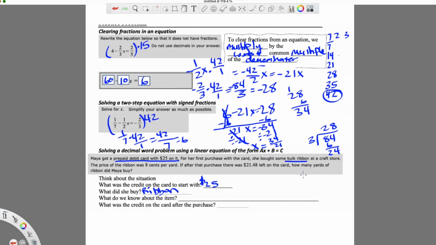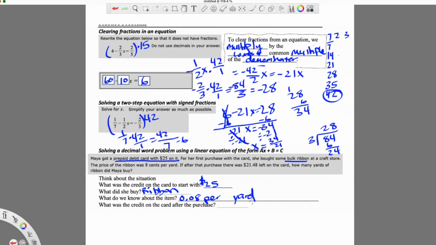What do we know about the item? So what do we know about the ribbon based on this story? So we know she bought the bulk ribbon at the craft store, and the price of the ribbon was 8 cents per yard. So we know the cost. It's 8 cents per yard.